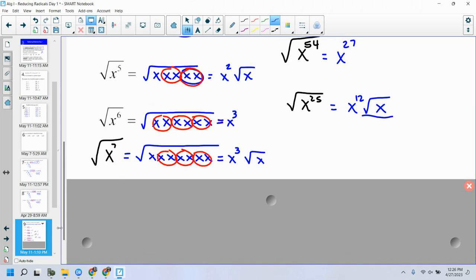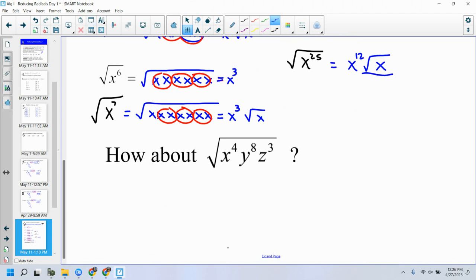Now, here's the example you have on your page, even though it didn't come out right. It kind of got a little pixelated there. Can you write that in there, fill in? Square root of x to the 4th, y to the 8th, z to the 3rd.